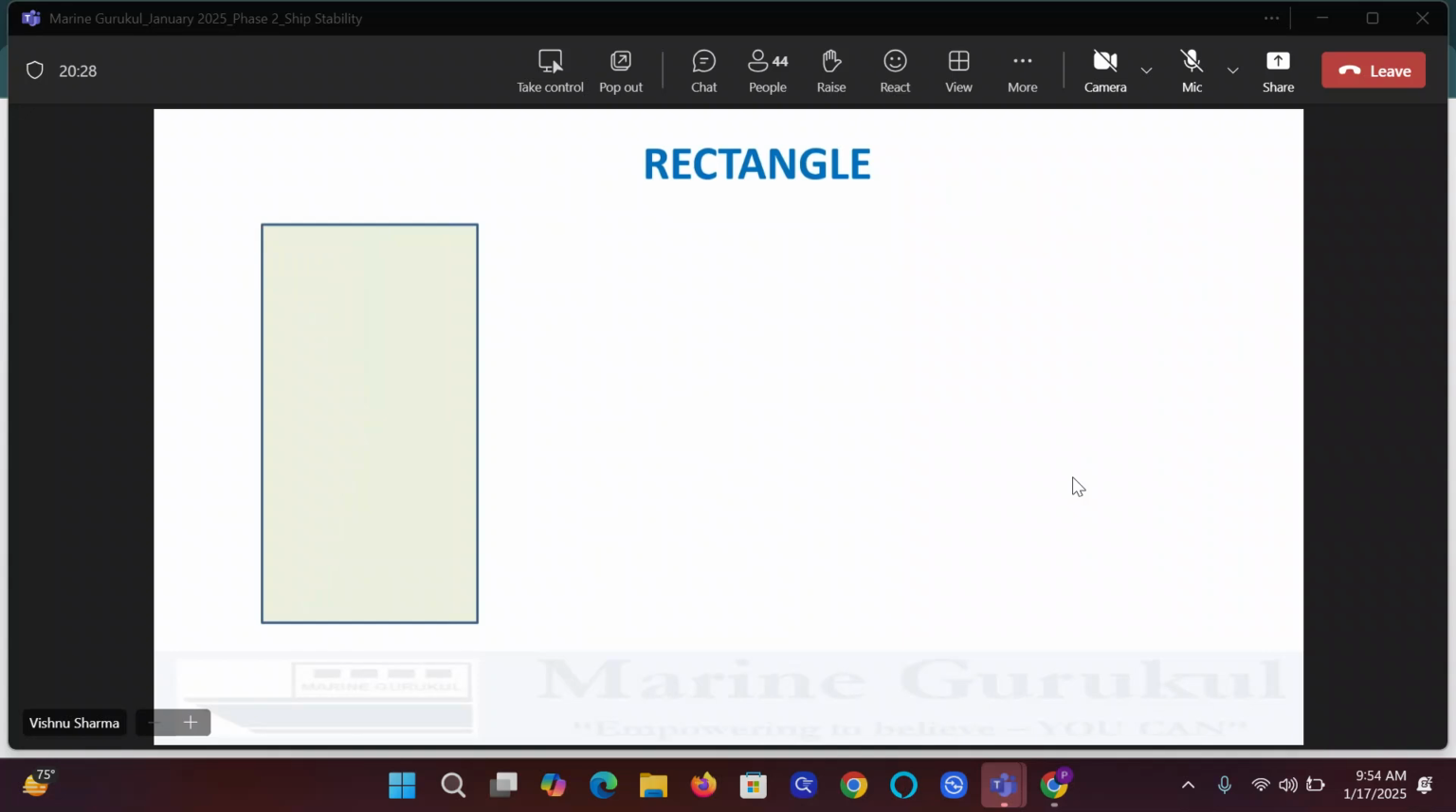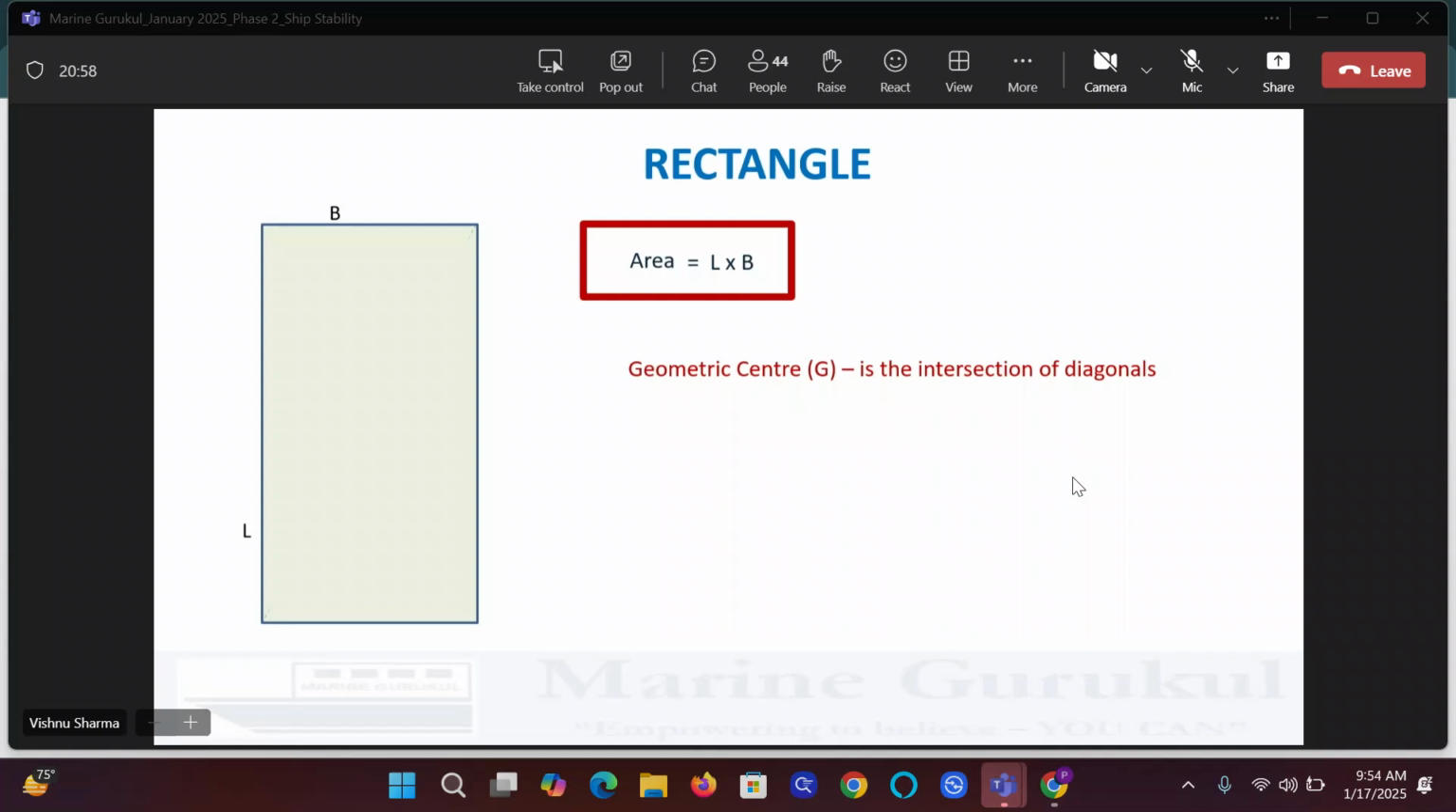We know this is the shape of the rectangle, guys. Let us say this side is L, this side is breadth. For a rectangle, when I ask you in questions, where is the geometric center? What is the area of a rectangle? You all know, I don't think that is a question to be discussed. Length into breadth. Where is the geometric center of this rectangle? Your answer should be intersection of the diagonals. That means I draw one diagonal, I draw another diagonal. Where the two intersect, that is the geometric center. The geometric center is the intersection of the diagonals.